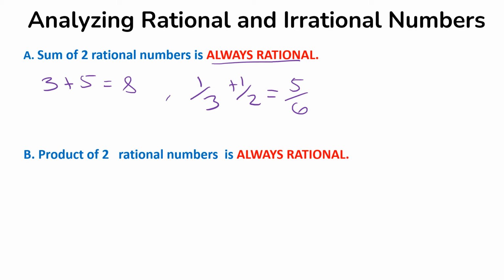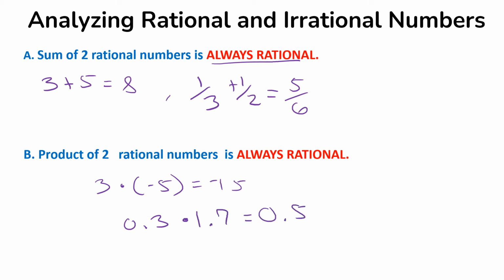The product of two rational numbers is always rational as well. Examples: 3 times -5, that gives me -15. Another example, 0.3 times 1.7, that gives me 0.51. So all those numbers are rational. So the sum and product of any two rational numbers is always rational.